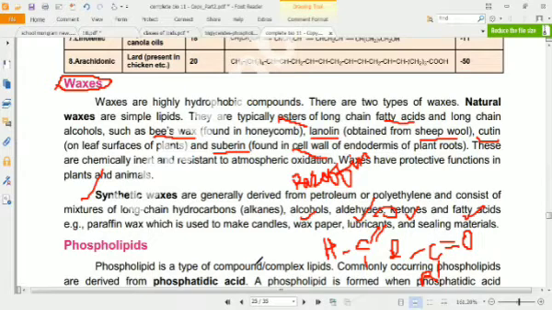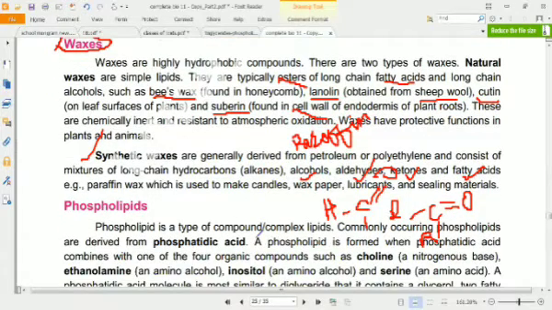As a mixture they are synthesized, and an example is paraffin wax, which is used to make candles. We know that wax paper is utilized as lining in molds and baking dishes, as well as for lots of other purposes. Lubricants and sealing materials are very important for machinery, cars, and different types of machines, to reduce their friction.